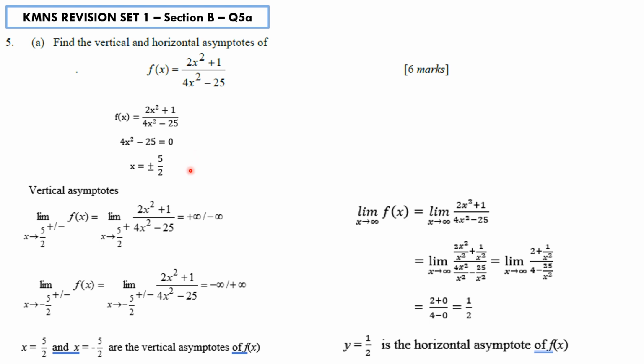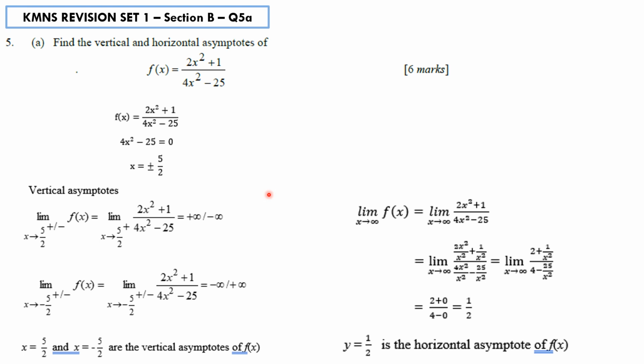You will get the x value and you have to check whether it is correct. x equals to plus minus 5 over 2 is your vertical asymptote by finding the limit x goes to 5 over 2 minus, and also limit x goes to 5 over 2 plus, and also limit x goes to negative 5 over 2 minus, and also x goes to negative 5 over 2 plus, which your answer must be positive infinity or negative infinity.